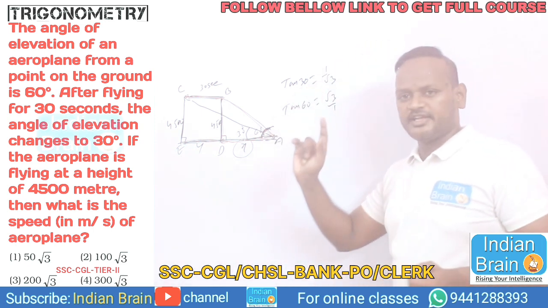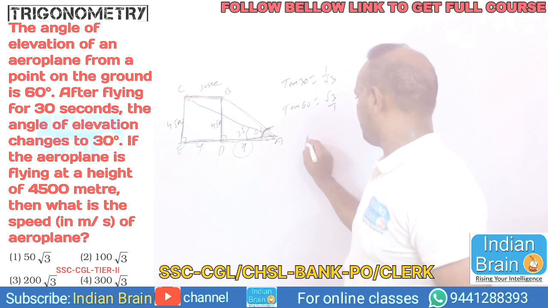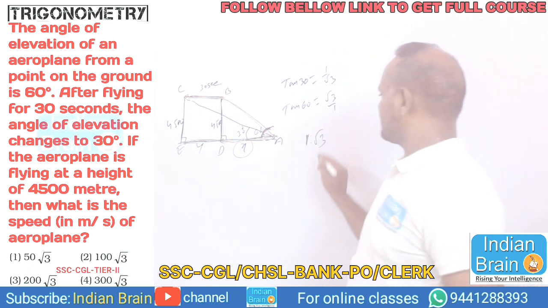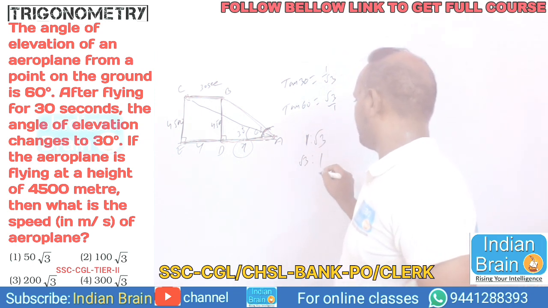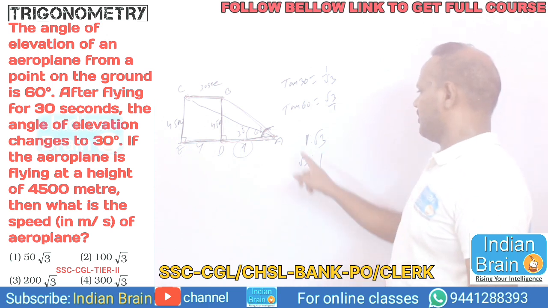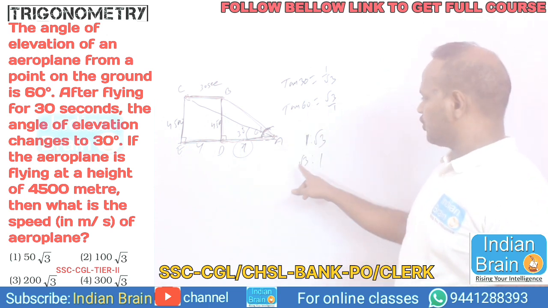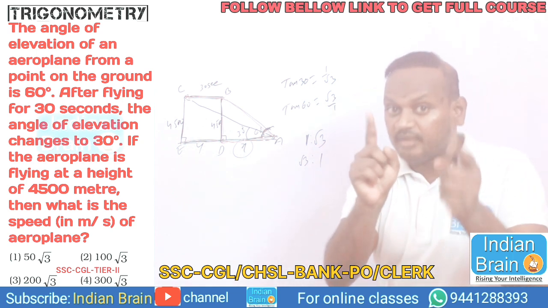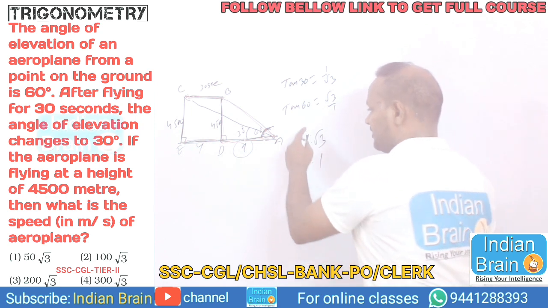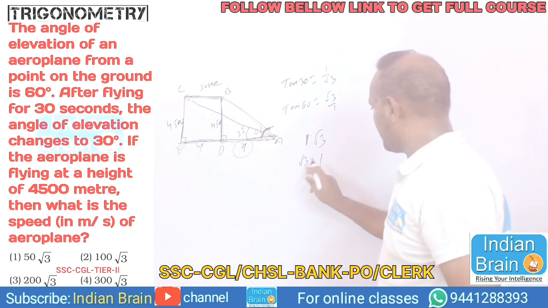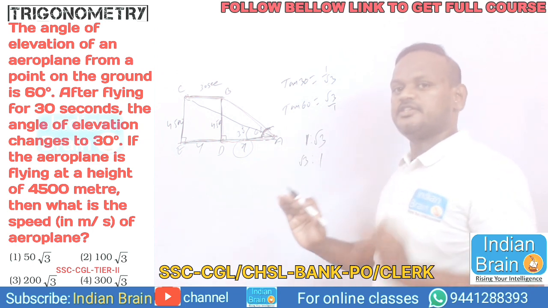If I go for the tan 30 ratio, tan 30 is nothing but 1 is to root 3, opposite by adjacent. Then what about tan 60? Root 3 by 1, root 3 is to 1. This is a basic story. Yes or no? Is there any confusion? No confusion. 1 is to root 3 will be the tan 30 value. Root 3 is to 1 will be the tan 60 value. In this we have one common side. What is that common side? The common side is nothing but the opposite side only, right?